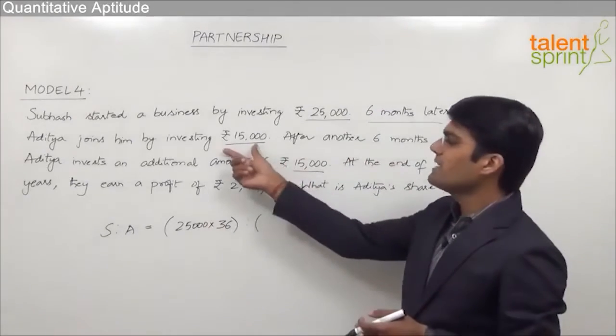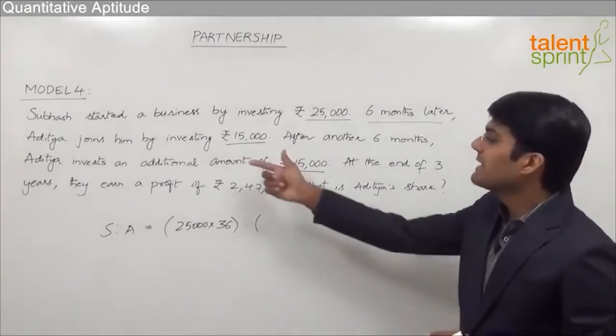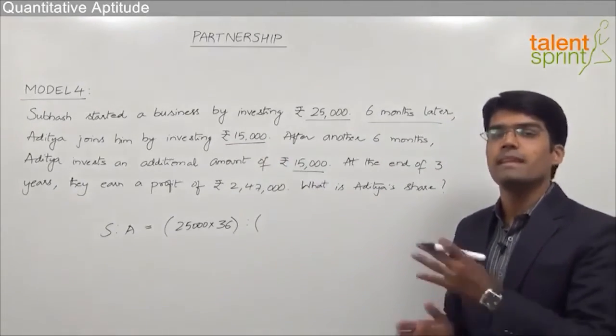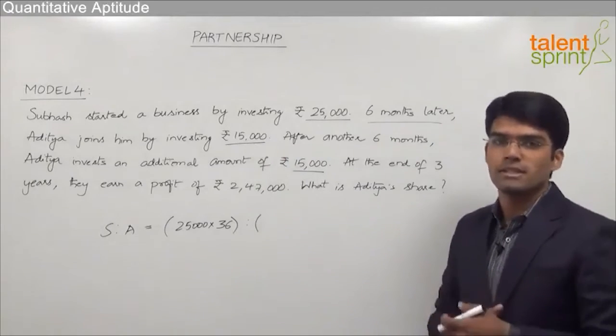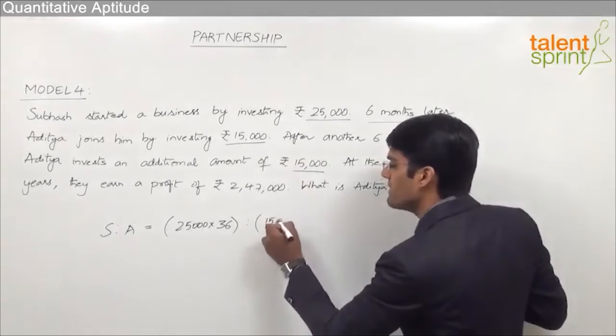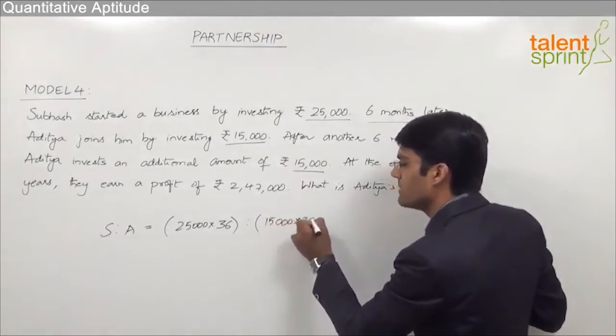And he invested rupees 15,000. So this investment of 15,000 was there in the business for the remaining 30 months, as he was not present for the first 6 months. So we can say that 15,000 was the investment of Aditya for 30 months.